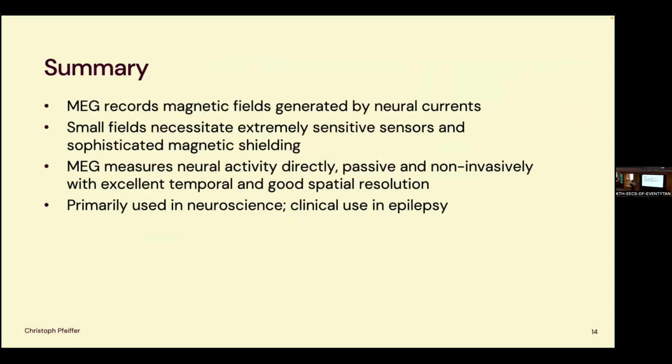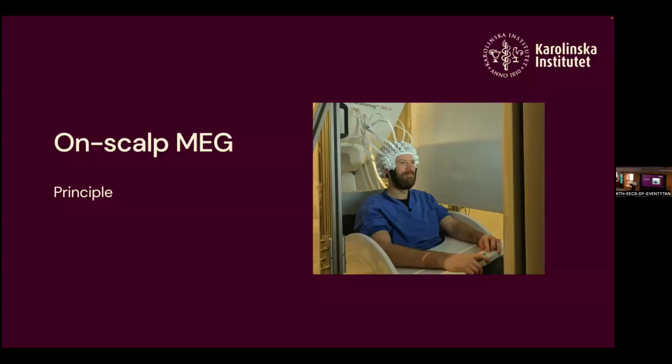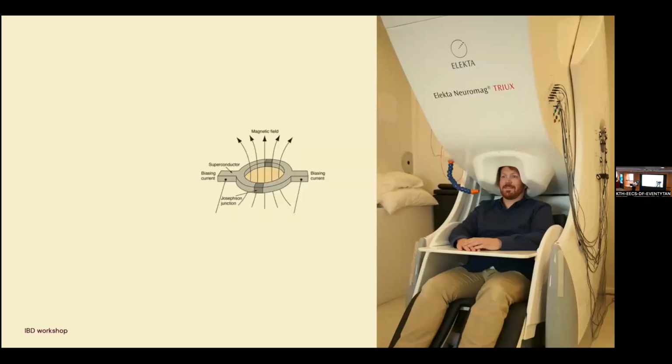So just a very brief summary of the main points of the introduction. We measure the magnetic fields generated by neural currents, but they're really small, so we need very sensitive sensors and magnetic shielding. The main uses are neuroscience and epilepsy. So let's go to on-scalp MEG. I hinted at it in the title, and maybe it's obvious from the name what the idea is, but let's start with why we want to do this. What is the problem? Here's the system that we're using today.